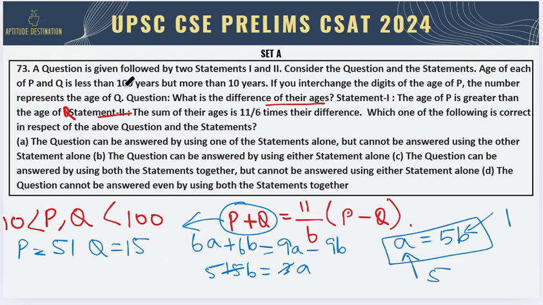So without the help of the first statement, where they said P is greater than the age of Q, we have found out the values of P and Q. Therefore, statement 2 alone is enough for us to find the answer. The difference between these two will be the answer, which we don't need to find. Do not waste time on that. So the question can be answered by using one of the statements alone but cannot be answered using the other statement alone. Option A is the right answer.